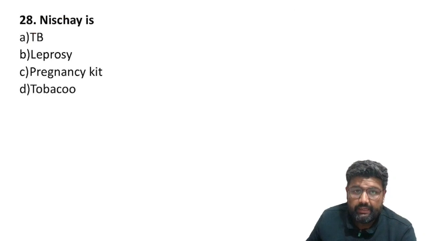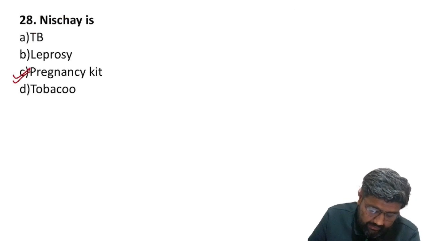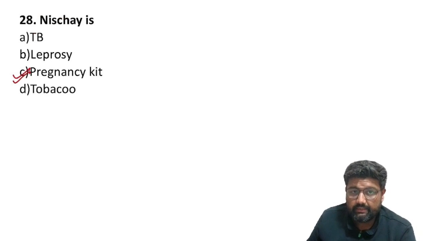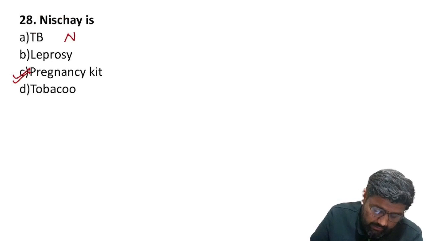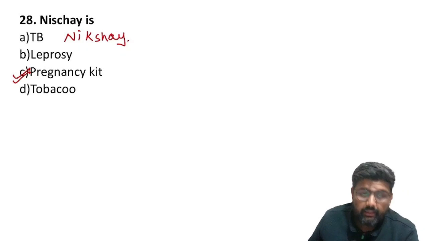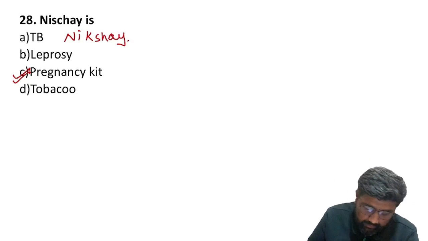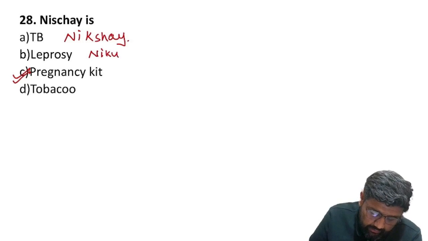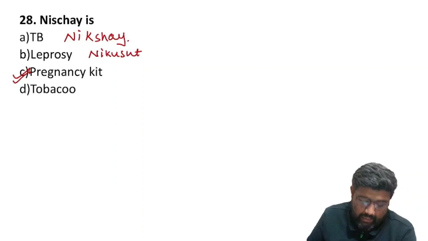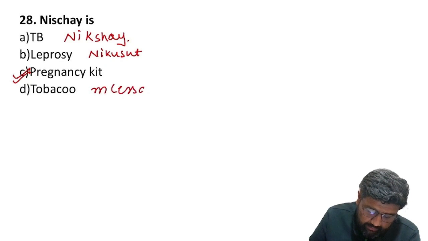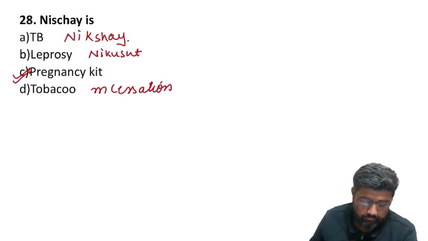Nishchay is a pregnancy kit. Nikshay is the TB online portal. Niramaya is related to leprosy and mCessation is related to tobacco. Right?